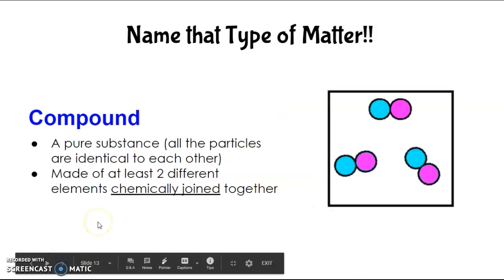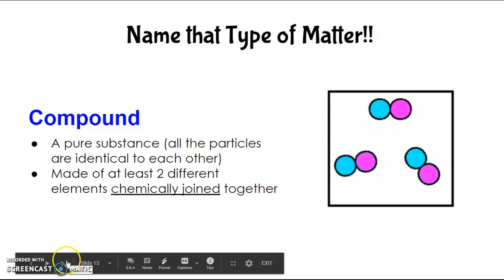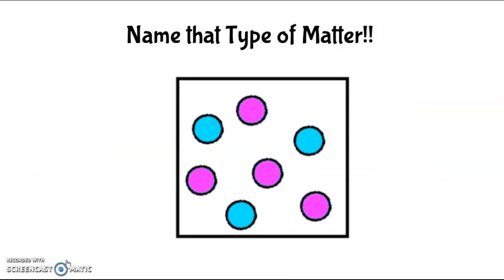So this is a compound. Again, a compound is a pure substance. That means each particle in here is identical to each other. All three of these particles have a blue circle and a pink circle connected to each other. And it's made of at least two different elements chemically joined together. We have that part too, because we have a blue circle chemically joined to a pink circle. Next one.